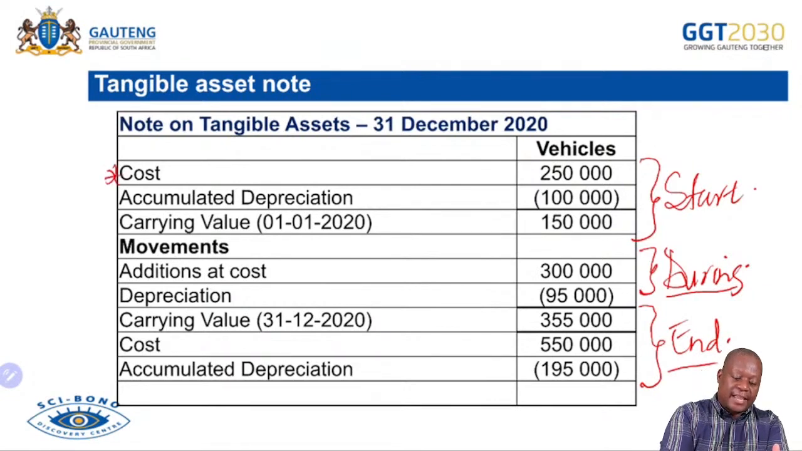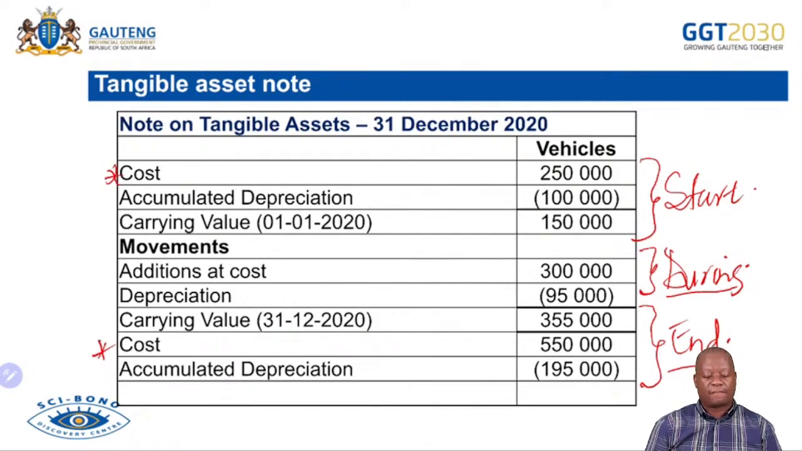Cost at start is related to the cost at the end. But what brings about this relationship? What links this relationship is anything that happens during the year which is also at cost.